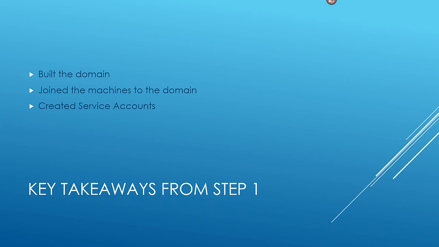In the next section, we'll be going on to step 2, which will be getting the AutoSP installer set up. Now that we've got our domain built and all of our machines joined in, we're ready to start with getting SharePoint binaries on the servers and the AutoSP installer ready to go.